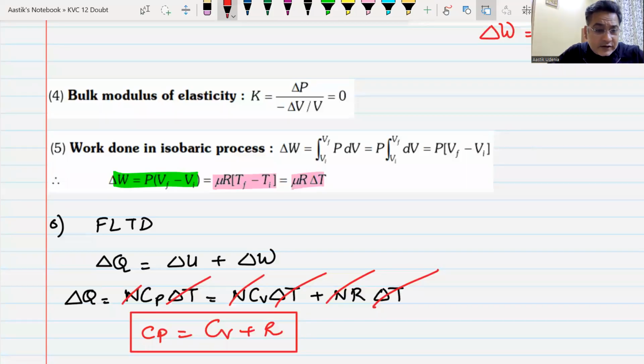Now we move ahead. Now we move to that question which actually came in your JEE Advanced, and every time I gave the example of this process. Do you remember that question that I showed you? That in that boiling process, you have to find out the change in internal energy. Do you remember that question?